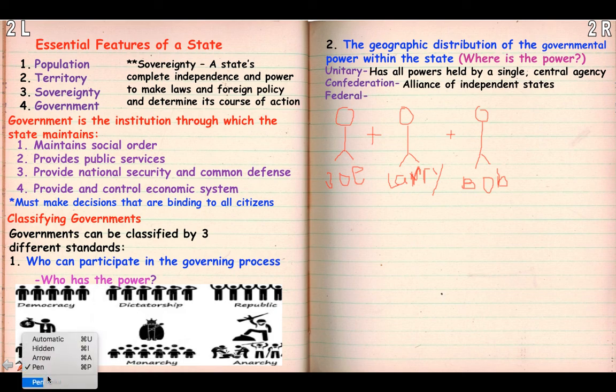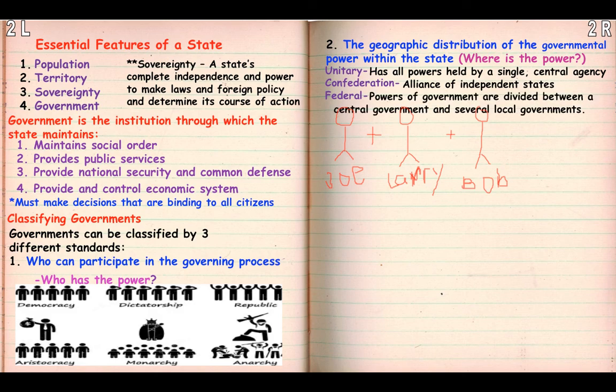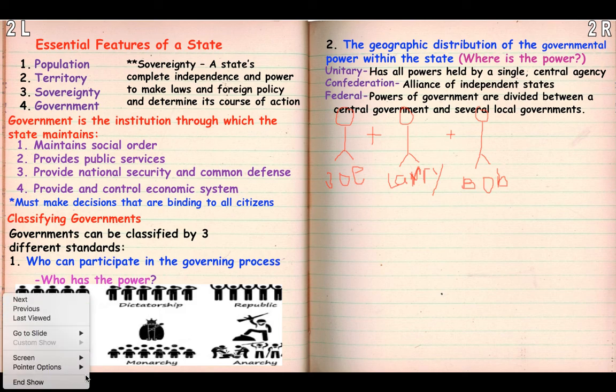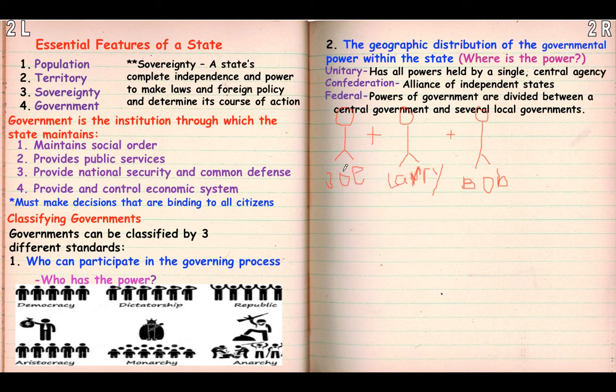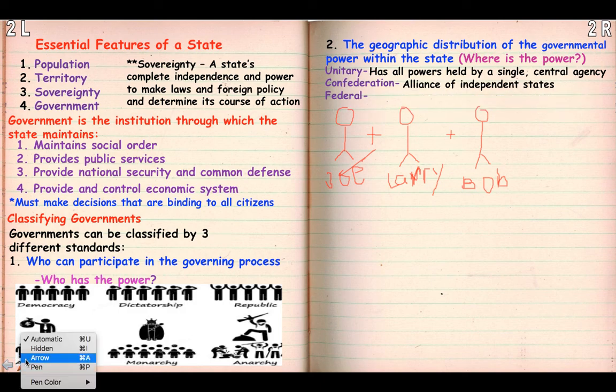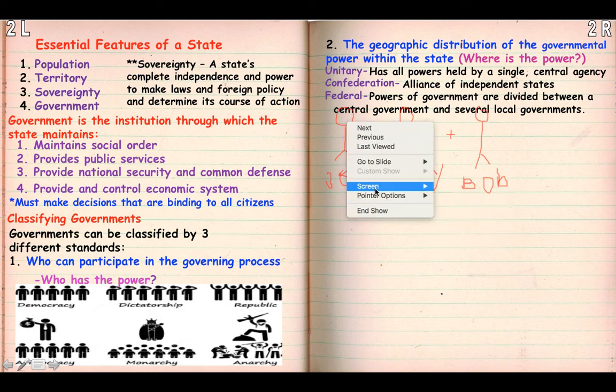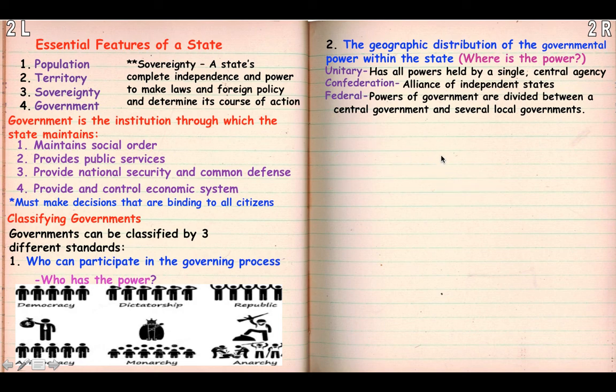Cool. Can I erase? Uh-oh. Hold on. Reset. Nope, that didn't work. Haha, erase pen. Thank you for your patience. Okay, like I said, I've never done this before, so thank you for your patience.